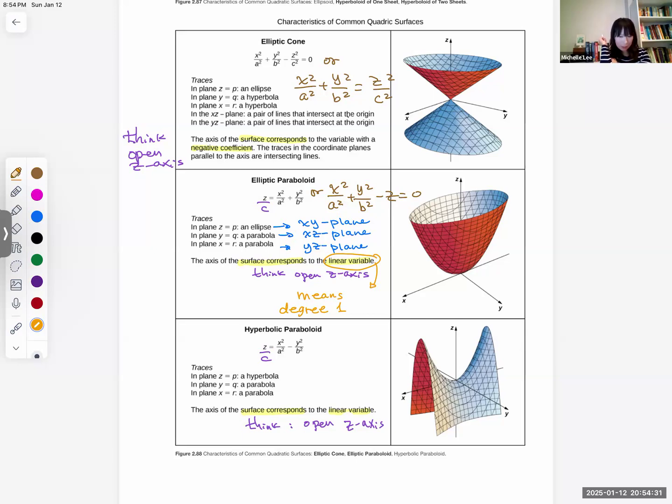There are three types. So everything has three types. The first one, elliptic cone. They correspond with a negative coefficient. If there is a negative coefficient in x squared, then open x-axis, right? So it looks like this. It looks like a paraboloid. Yeah, I have to make it a little bit better. Oh, I'm so bad with it, right? Okay.